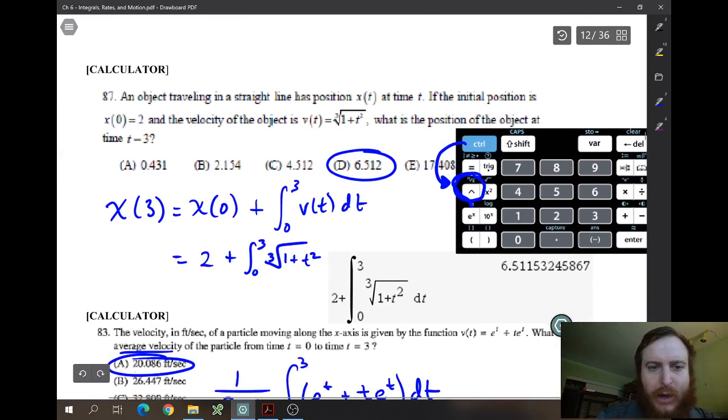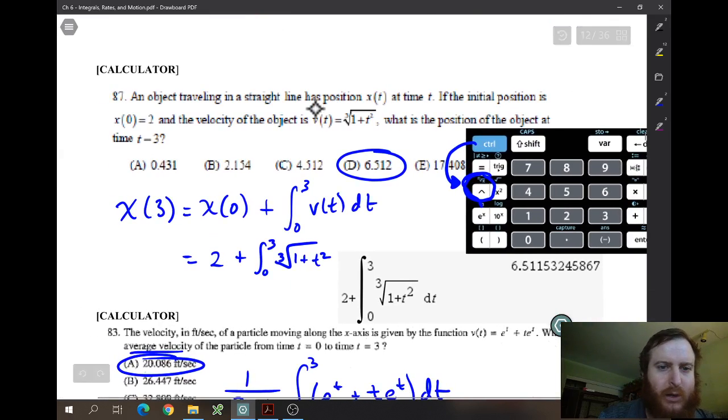Next one, we have an object and we're given the x of t, and then it says if the initial position x of 0 is 2 and the velocity is given by the cube root of 1 plus t squared, what is the position? So we need to use our FTC formula for this. Position at 3 equals position at 0 plus the integral from 0 to 3.